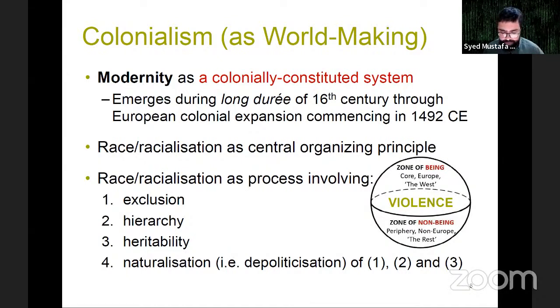Yet while liberalism might be the defining self-narrative of modernity, it must be reiterated that colonialism is its dark, occluded, obscured underside, and it's a constituted underside.